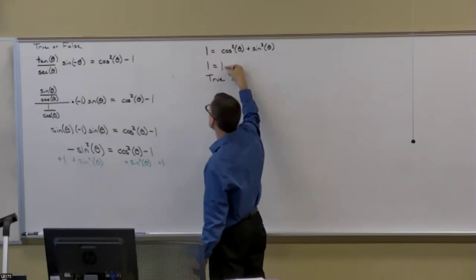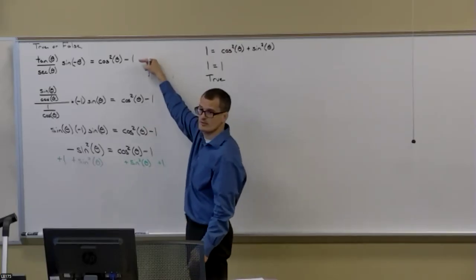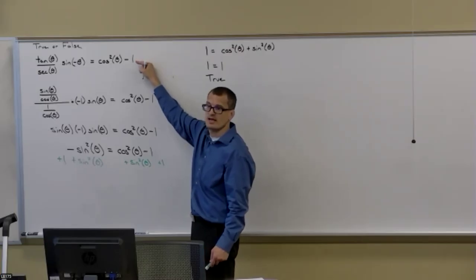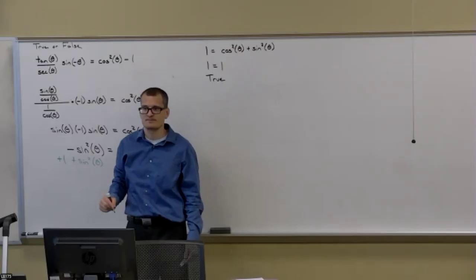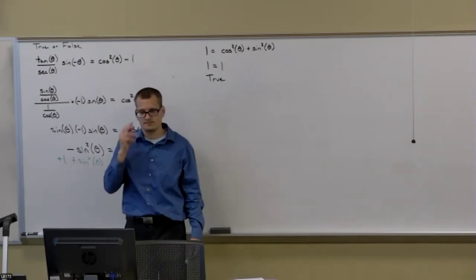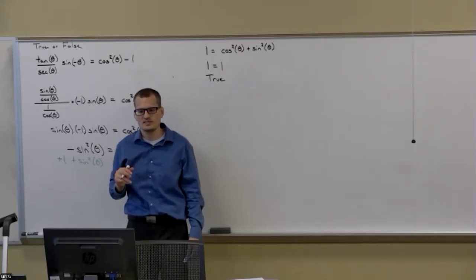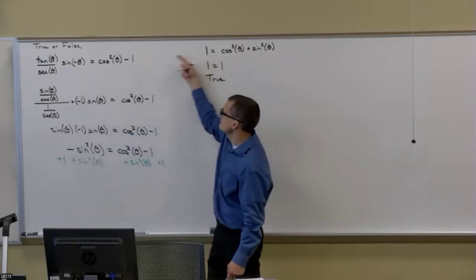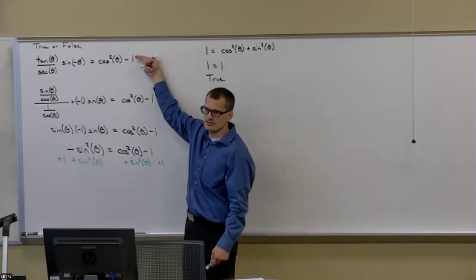So since this is true, and this was equivalent, and this was equivalent, and this was equivalent, and this was equivalent, that means my original equation was true, as long as I don't have any zeros in denominators anyway. Okay. That makes sense? So this being true means that this is true as long as there's no zeros in denominators.